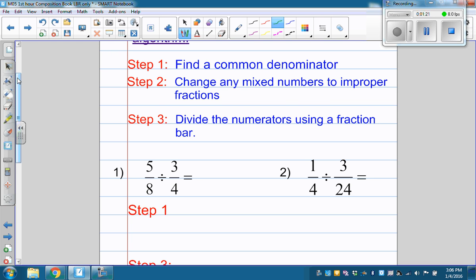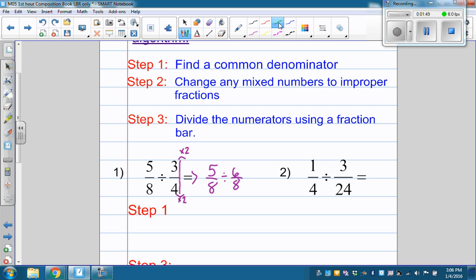On problem 1 here, we're going to go through step 1 and find the common denominator. 4 and 8 both have a common denominator of 8, so I'm going to multiply by 2 here and here. So this problem becomes 5/8 divided by 6/8. So since we're dividing a bigger number into a smaller number, our answer should be less than 1.